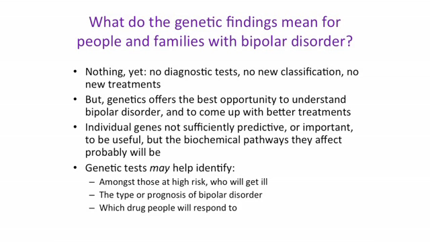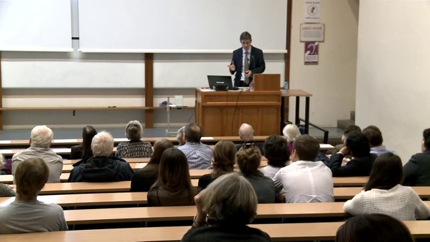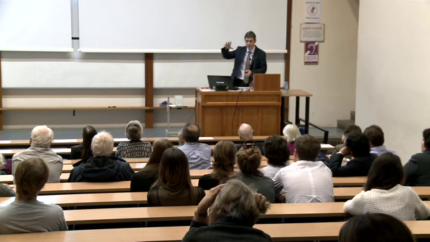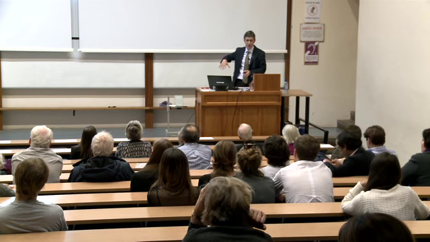I don't think individual genes at the moment look as if they're going to be sufficiently predictive or important in the overall biology of the illness to be useful. But the pathways that those genes regulate almost certainly will be. And again, from other disorders, that's beginning to look the case. These genes aren't randomly scattered throughout the genome functioning.